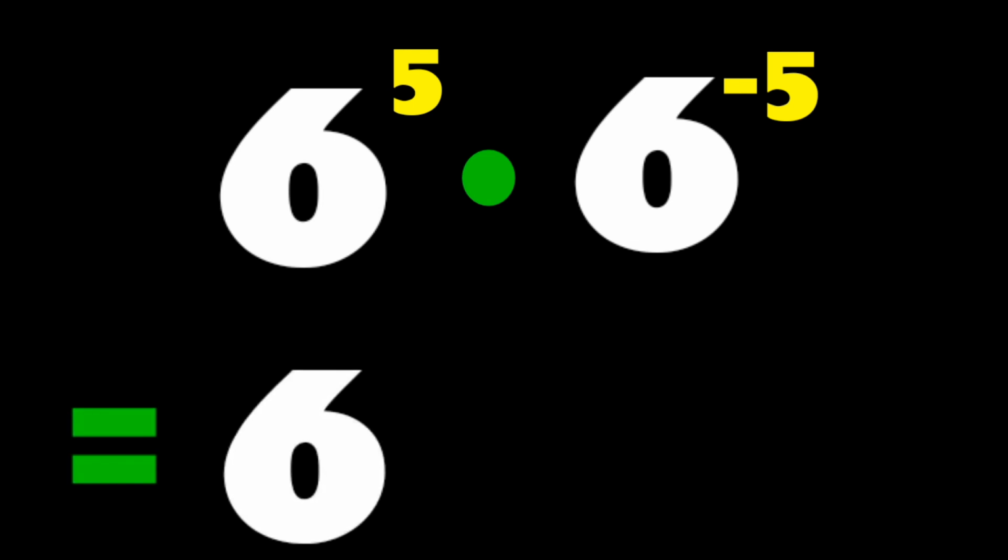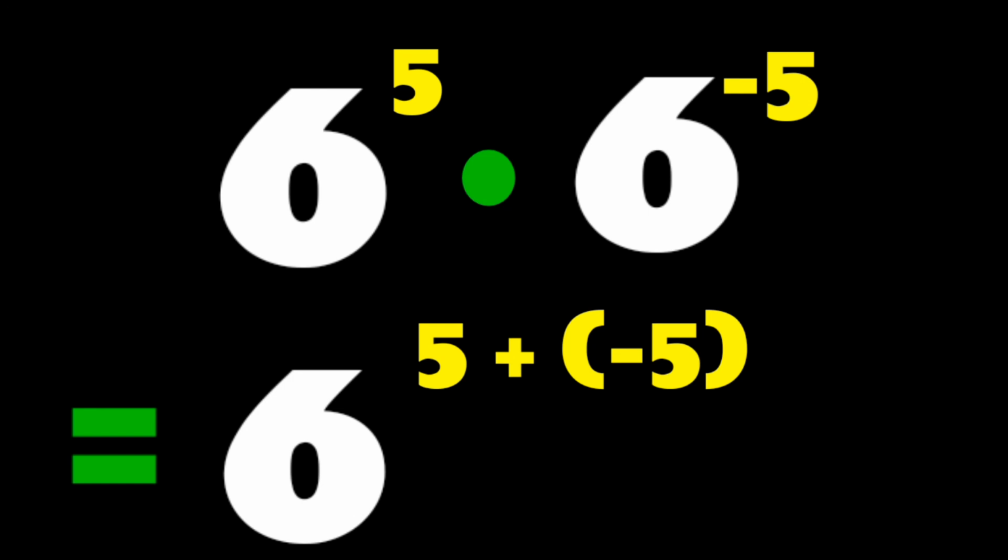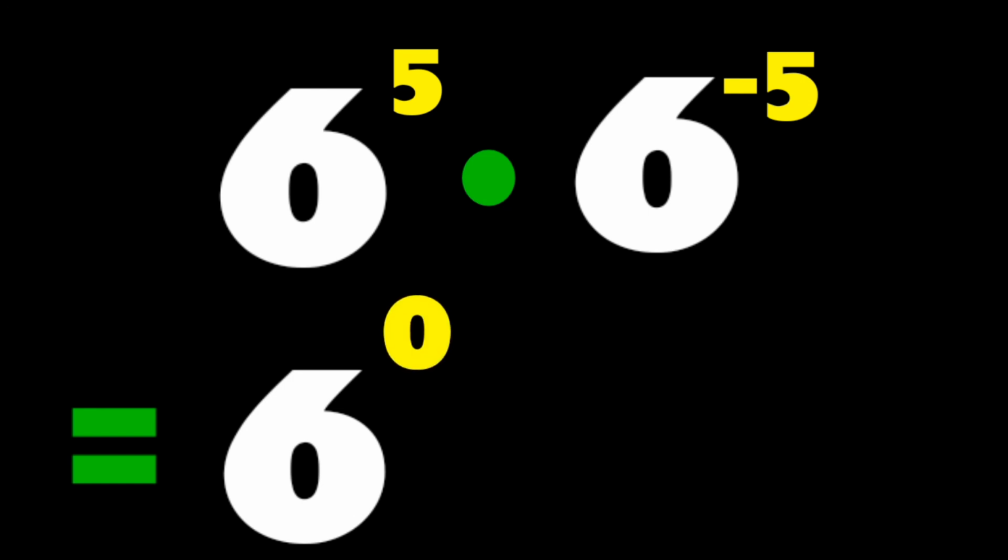6 to the 5th times 6 to the negative 5th power. Multiplication rule: copy the base 6 and add exponents, 5 plus negative 5 equals 0. And 6 to the 0 power is equal to 1.